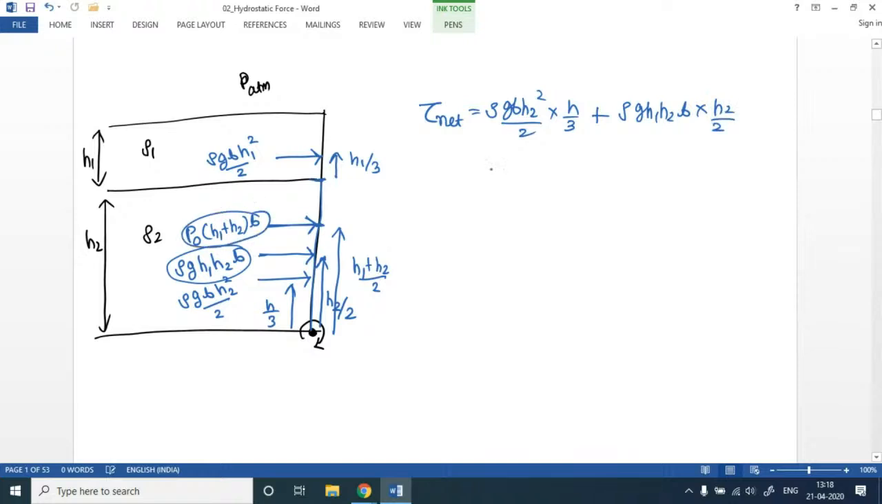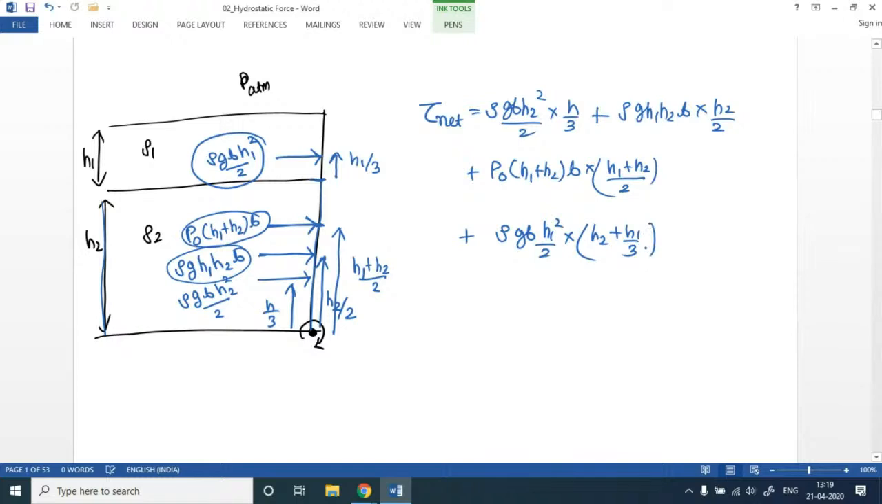And now due to this force it would be P naught into (h1 plus h2) into b. Okay, and its arm is nothing but (h1 plus h2) by 2. And the torque due to this force would be rho g b h1 squared by 2, and its arm is going to be from here to here, it is h2, and from here to here it is h1 by 3. So you can say that would be h2 plus h1 by 3. So this will be giving you the expression for net torque about an axis passing through, say, O.